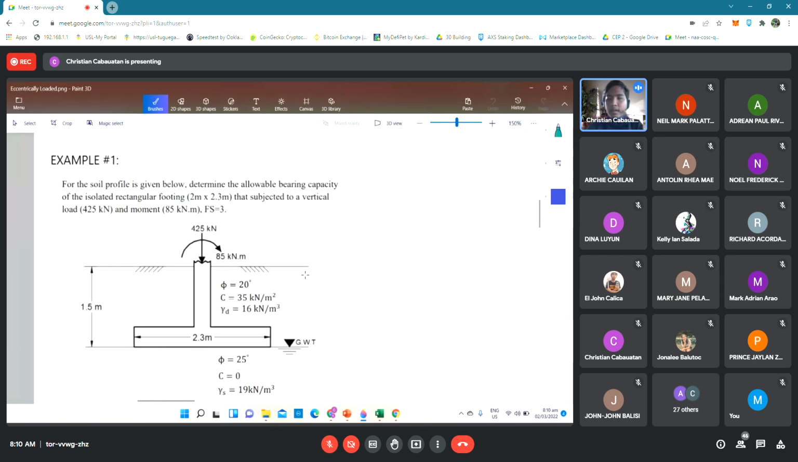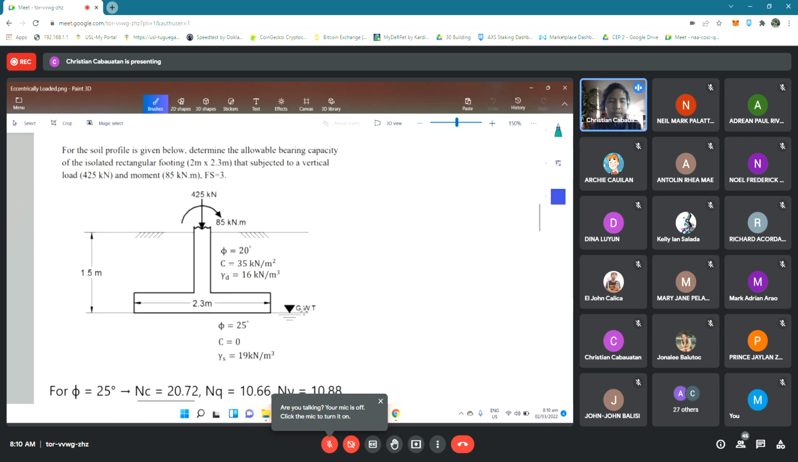So, this is our example number 1. By using the table from Terzaghi, table 3.3 if I am not mistaken, the internal friction of 25 degrees has a corresponding bearing capacity: Nc is 20.72, Nq is 10.66, and N gamma is 10.88.